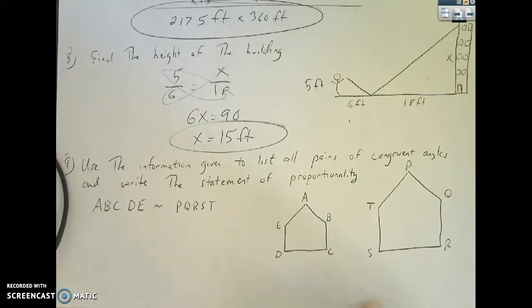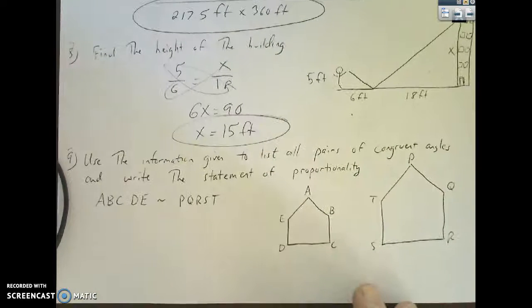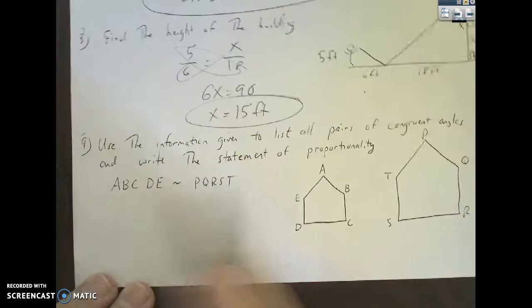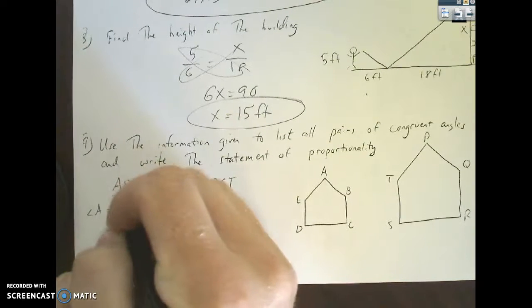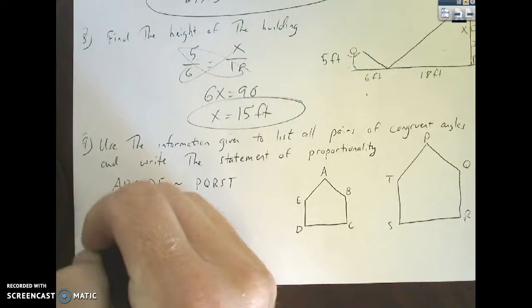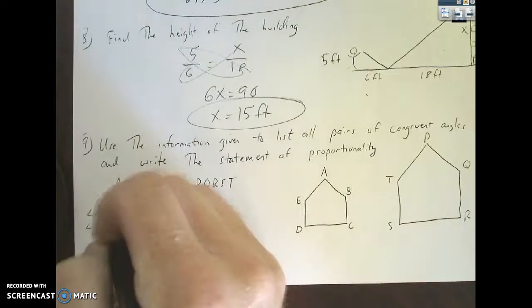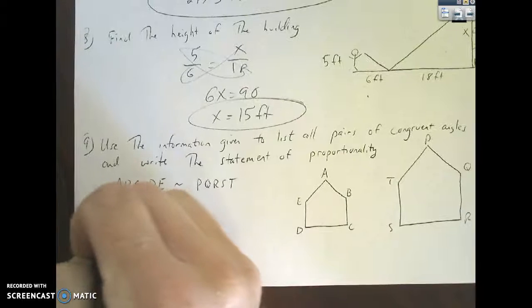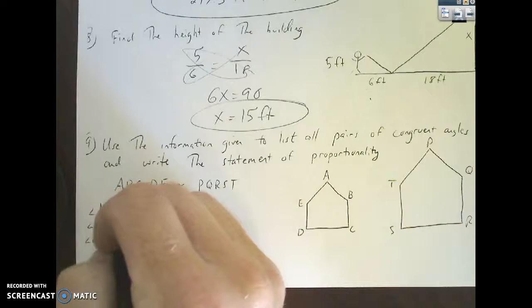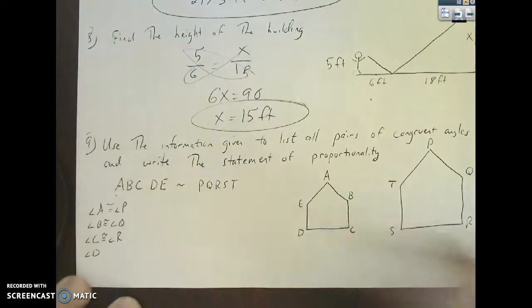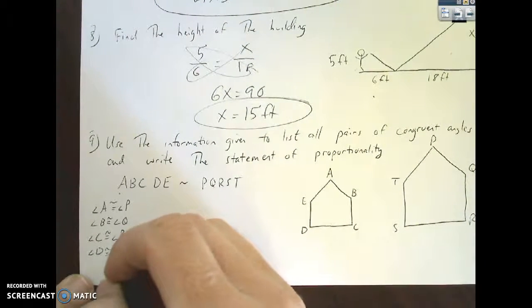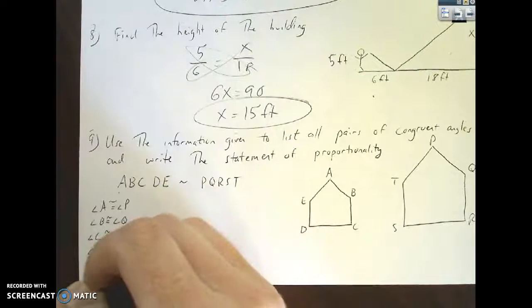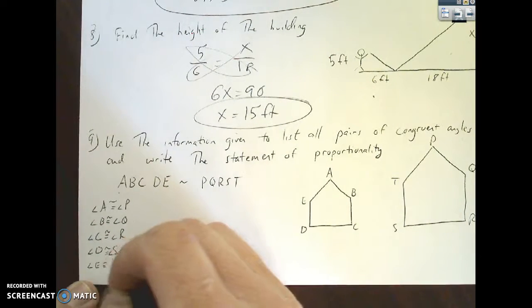Okay. And finally, use the information given to list all pairs of congruent angles and write a statement of proportionality. Guys, this is right here your answer. I can say that angle A is congruent to angle P. Angle B is congruent to angle Q. Angle C is congruent to angle R. Angle D is congruent to angle S. And angle E is congruent to angle T.